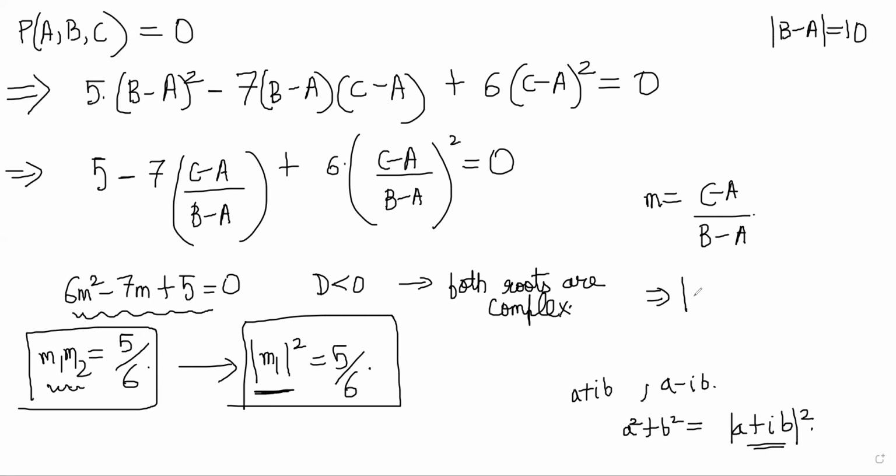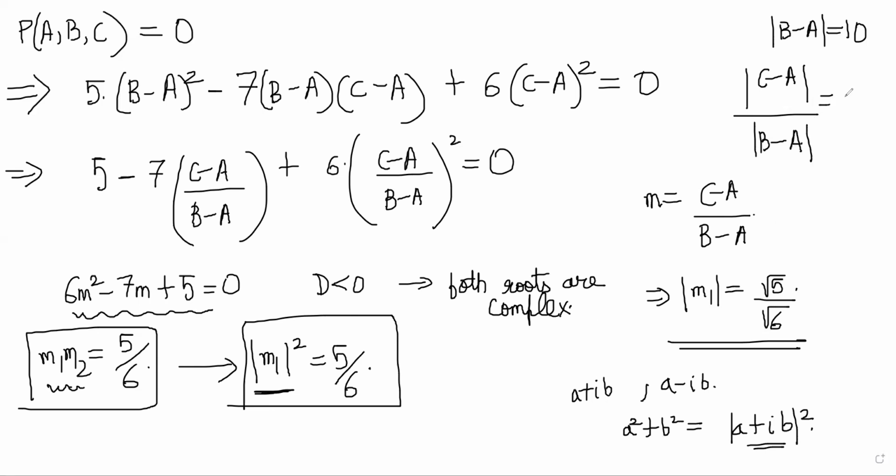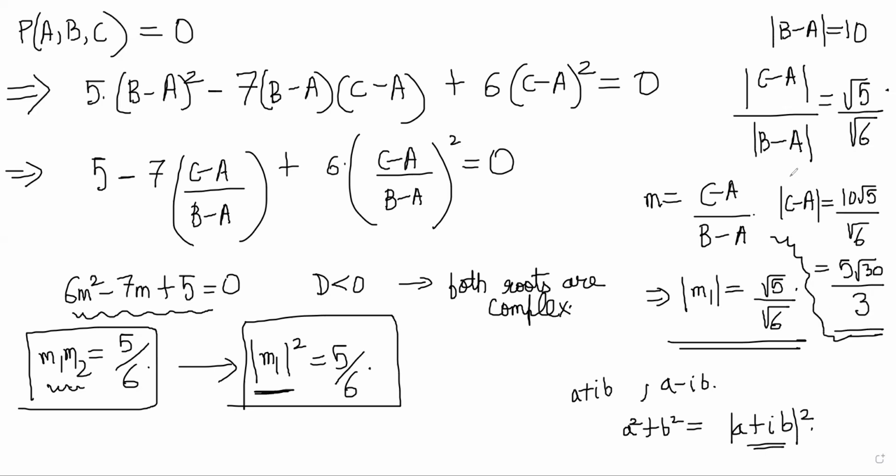So that implies that mod of m1, one of the roots, is equal to root 5 by root 6, right? So what is mod of m1? Mod of m1 would be this value, right? Mod of (c minus a) by (b minus a) is coming out to be root 5 by root 6, right? If this is coming, then we immediately get mod of c minus a is equal to root 5 by root 6 into 10. That becomes 10 times root 5 by root 6. Or you can simplify that a little bit and write it as 5 root 30 by 3. So that turns out to be our answer, mod of c minus a.